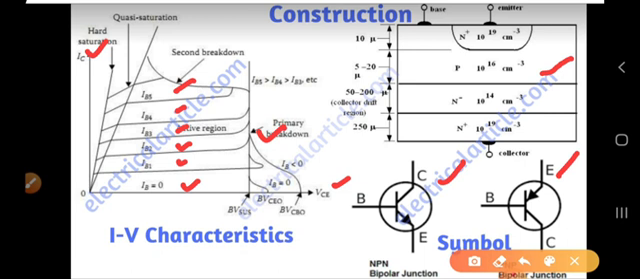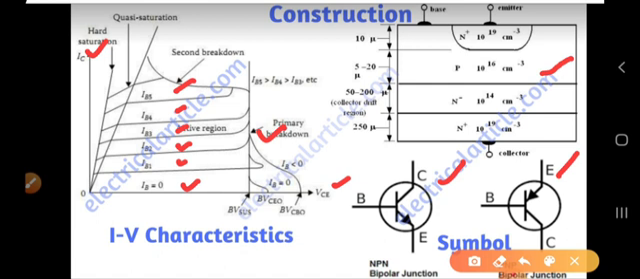Actually here we can see 4 regions. One is the cutoff region, then the quasi saturation region, the hard saturation region, and the last one is the active region. These regions include the different voltages we are applying and what current is coming. It is indicated in these regions.